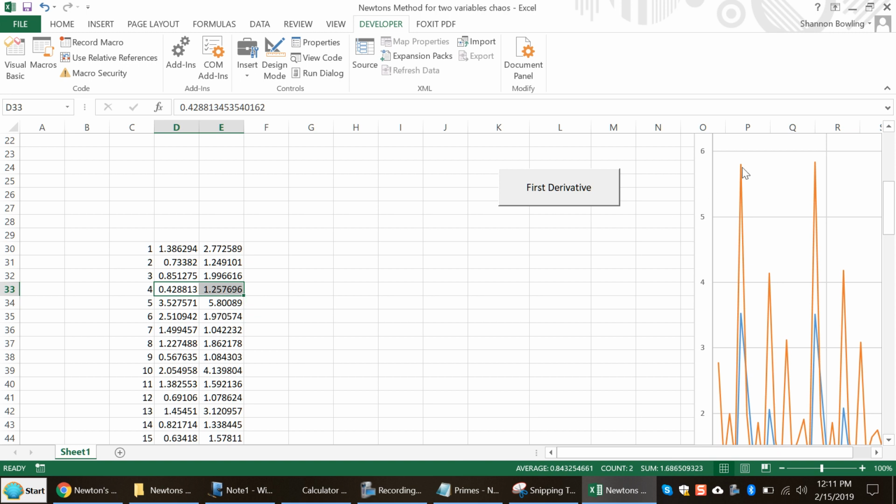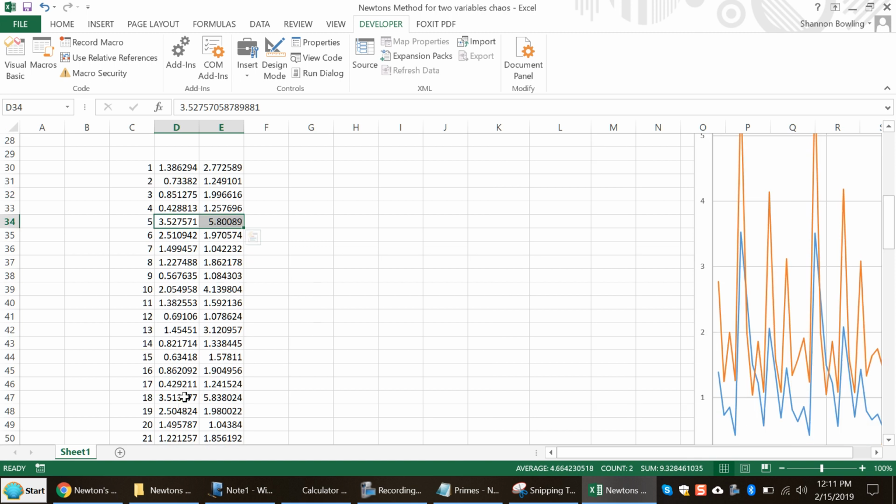Trying to see, where's this one? Point 0.5, is that right? Oh, yeah. Right here it is. So this is 3.5, 5.8, then I go down here, this is 3.5, about 5.8.